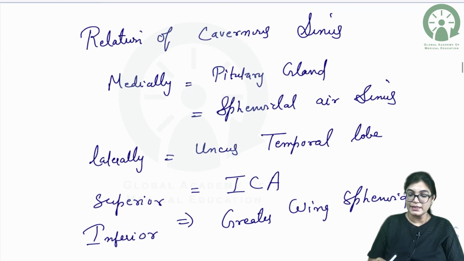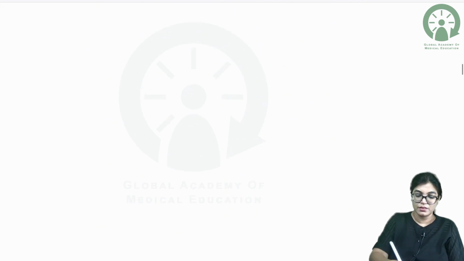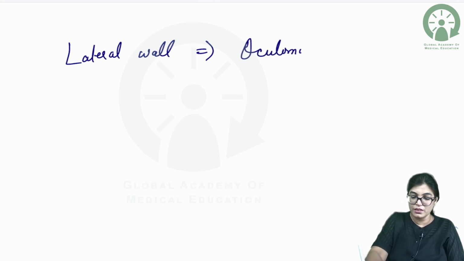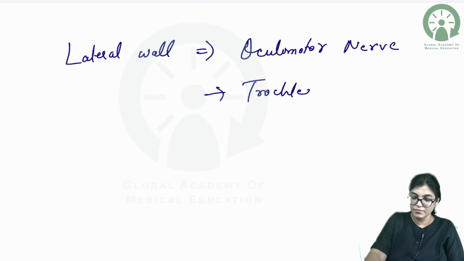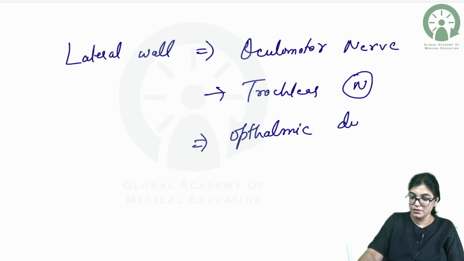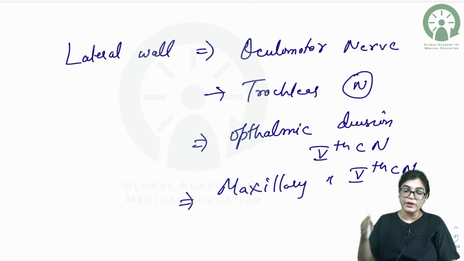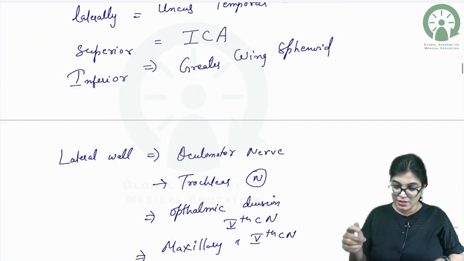Now, the structures residing in the lateral wall. In the lateral wall of the cavernous sinus, the following structures are lying: the oculomotor nerve, the 3rd cranial nerve, the trochlear nerve, the ophthalmic division of the 5th cranial nerve, and the maxillary division of the 5th cranial nerve. If I talk about the structures traversing to and fro, we have 2 structures.